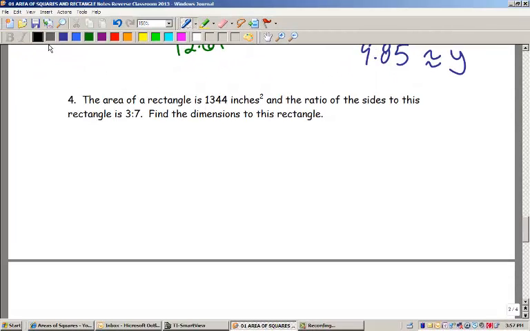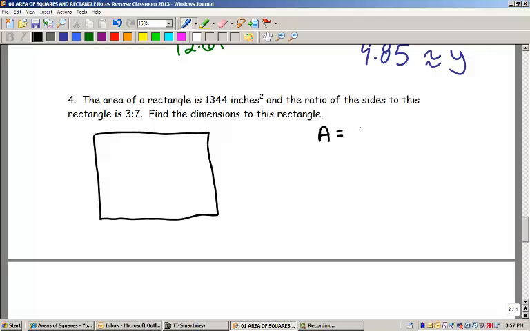It says the area of a rectangle is 1,344 inches squared, and the ratio of the sides is 3 to 7. Find the dimensions of this rectangle. Here, we're going to need a little picture. So what do we have? We are given that the area is 1344.